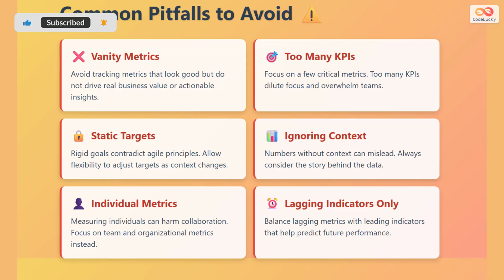Fourth, never ignore context. Numbers without context can be deeply misleading. Always consider the story behind the data before drawing conclusions. Fifth, avoid individual metrics. Measuring individuals often harms collaboration and creates unhealthy competition. Focus on team and organizational metrics instead to encourage collective success. Finally, don't rely solely on lagging indicators. Balance backward-looking metrics with leading indicators that help you predict and influence future performance.